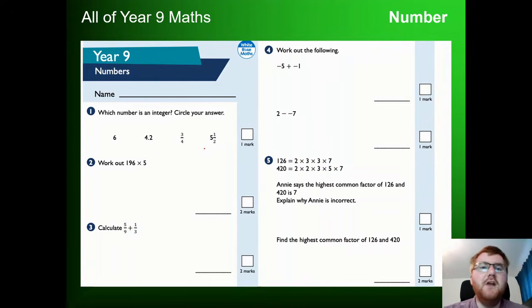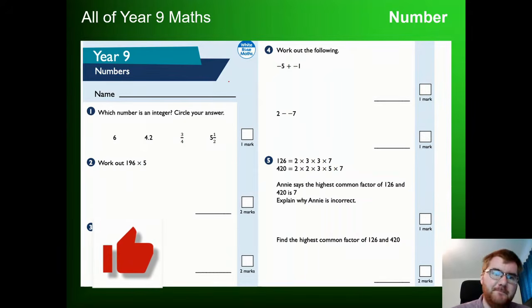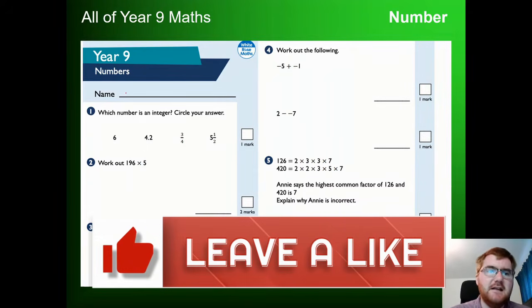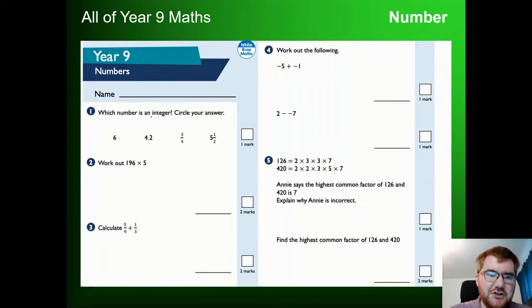Okay, and on to number work. So some of this is quite straightforward at the beginning, but look out for the standard form a bit later on. So the first thing we need to do here is which number is an integer. So this word integer, all that means is a whole number. So we're just looking for which of these is a whole number. So it's going to be the 6. So integer is equal to whole number. Please do remember that definition.